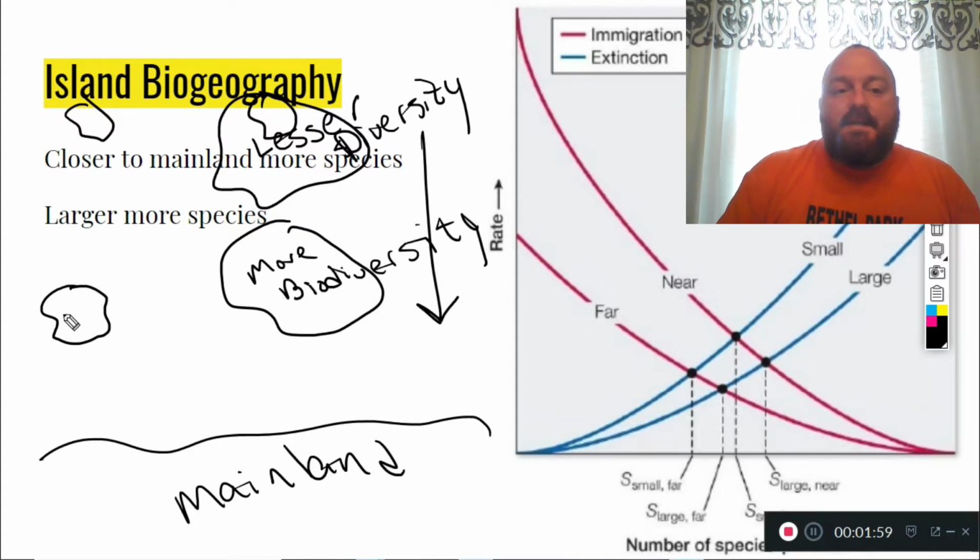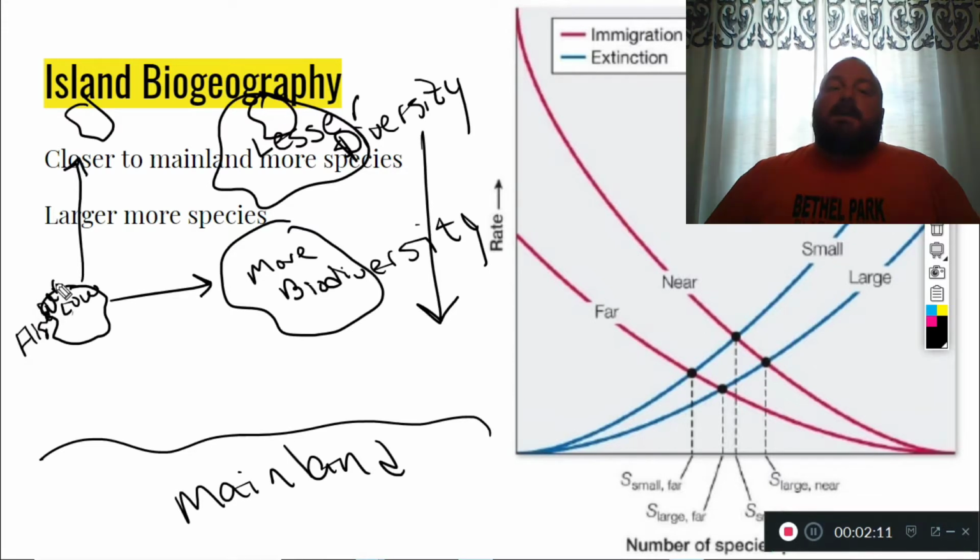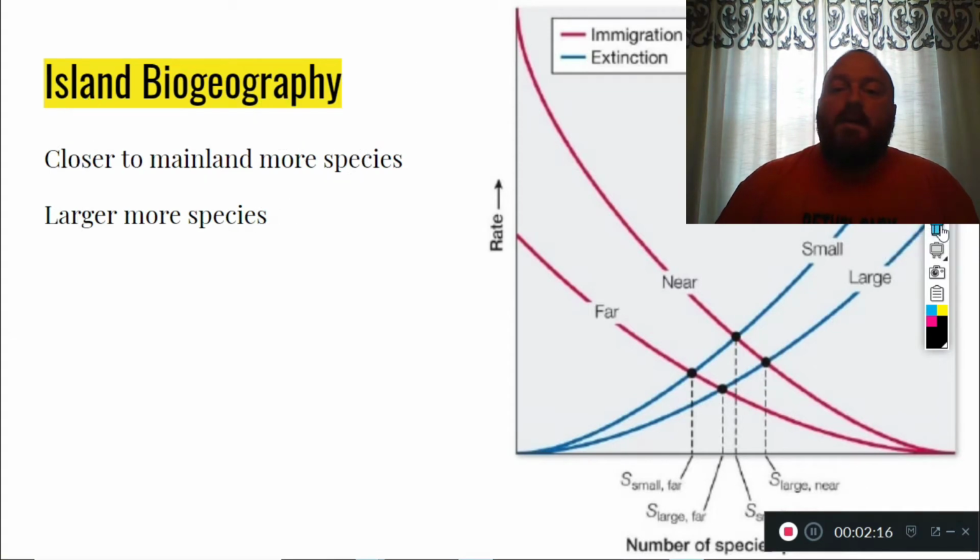Because what we see is this one has a low biodiversity compared to this one. But when you compare it to the one that's further away, this one's still going to have a higher biodiversity compared to the more distant island. So what they found was the closer you are to shore, the more biodiverse islands tend to be. The larger the island, the more biodiverse it tends to be.